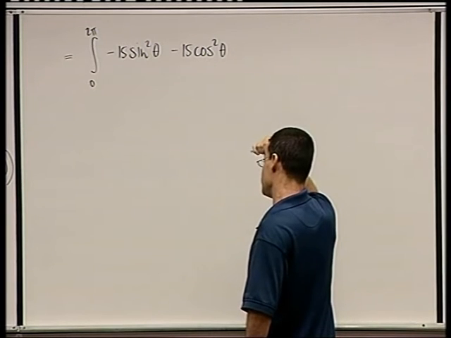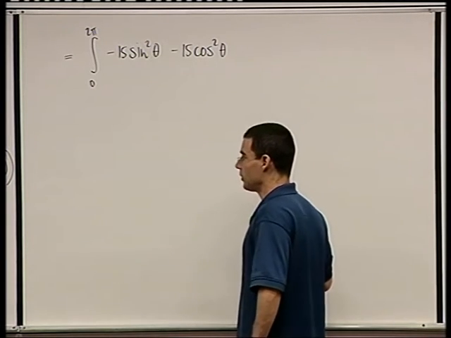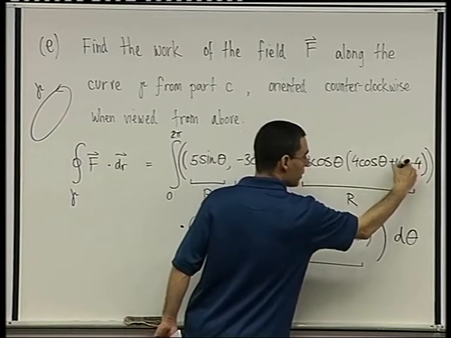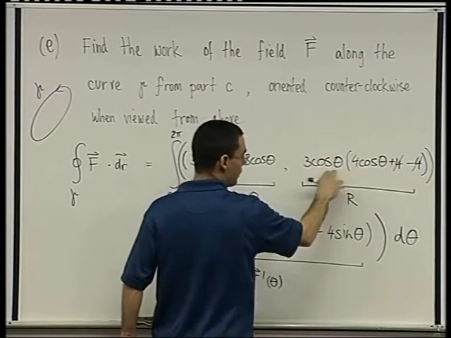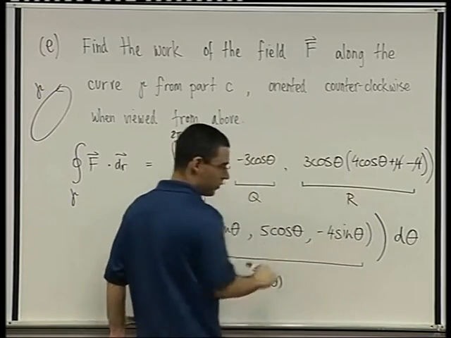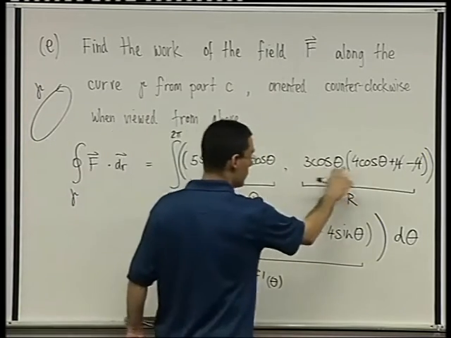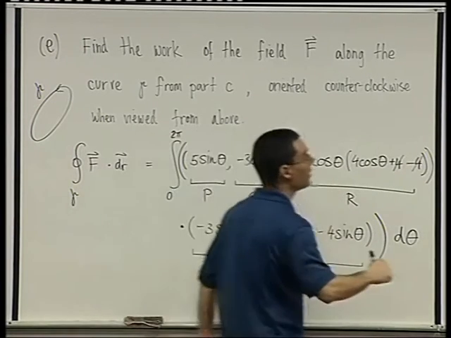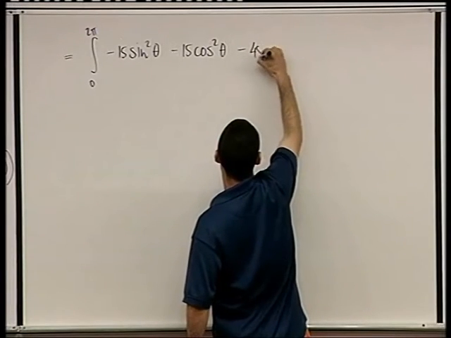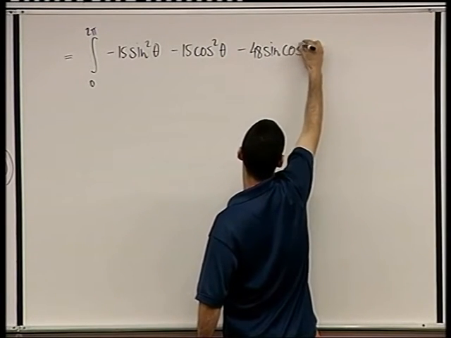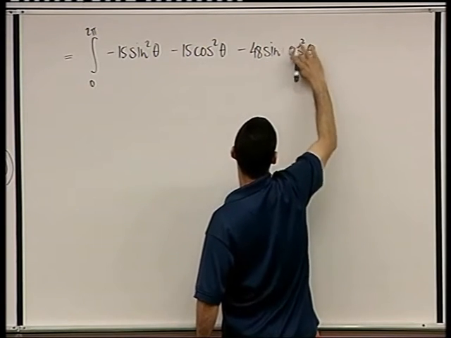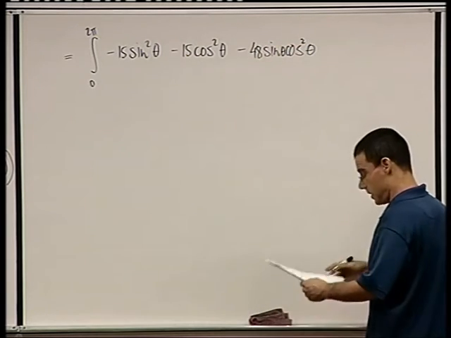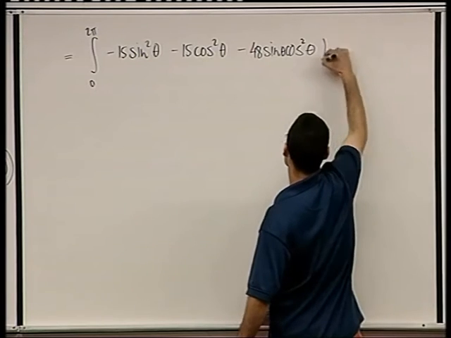So what do we have there? In fact, it's less scary than it seems. So let's look here a second. The plus 4 and the minus 4 cancel out. So here we have 12 cosine squared times negative 4 sine. Okay, so we have 12 minus 4, so it's minus 48 sine cosine squared. Minus 48 sine theta cosine squared of theta, d theta.